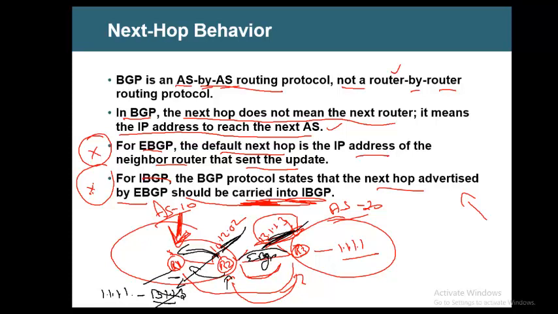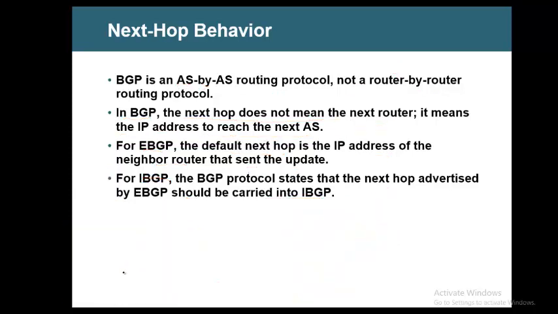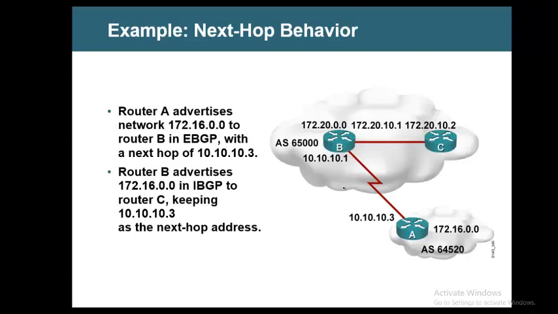But my focus here is to tell you that whenever an update from another autonomous system is given to IBGP, the next hop address will be the address that is given by eBGP. The next hop address advertised by eBGP should be carried into IBGP. Now let's move to the next page. The example here shows the same thing that I have just shown.